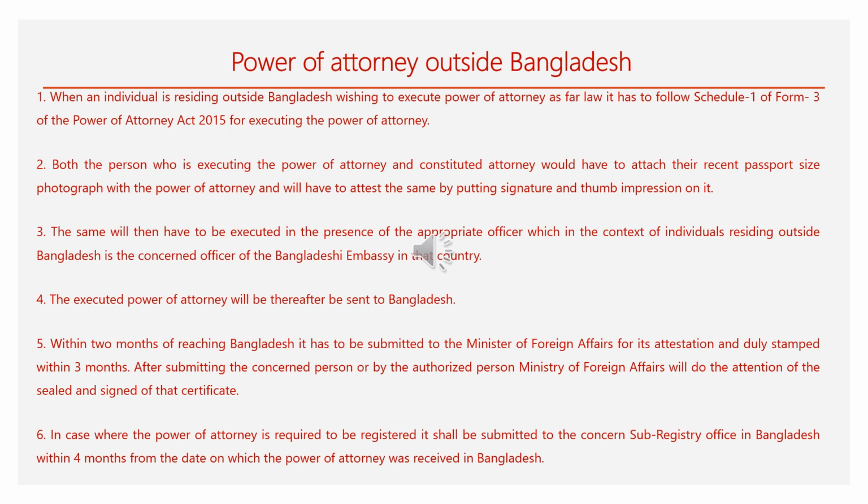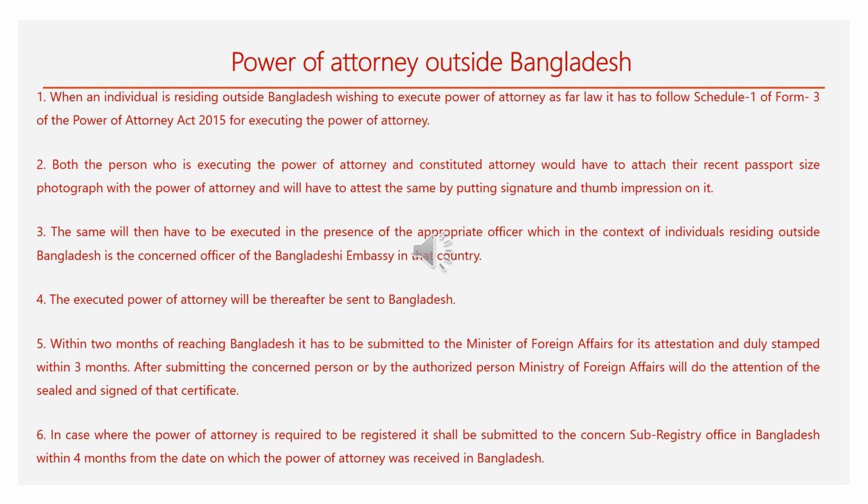And the last one, in case where the power of attorney is required to be registered, it shall be submitted to the concerned sub-register office in Bangladesh within 4 months from the date on which the power of attorney was received in Bangladesh. We already discussed about registration in our past few videos, so you have to fulfill that part. And here the time limitation of registration is 4 months, not 3 months. We already knew that there were two parts. Now, one is for 3 months, another one is for 4 months.